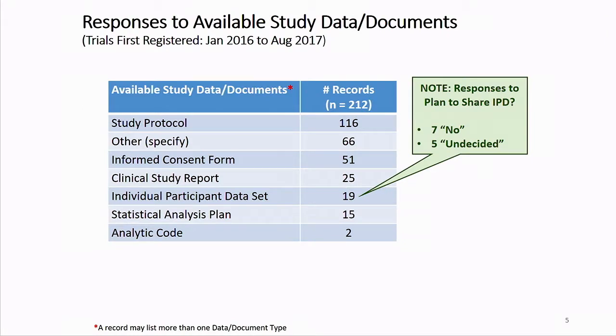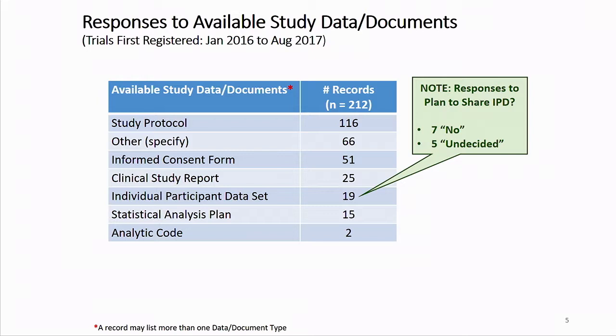So this gives us pause in terms of the level of education and knowledge and awareness in the clinical trial community. In terms of those during that 20-month period that have, again, optionally provided links to either IPD or to associated documents, over 100 trials have given us those links with about 212 different documents. 19 of those include links to the IPD data set.